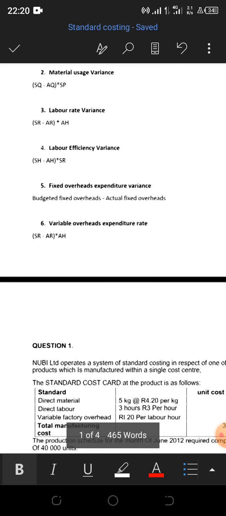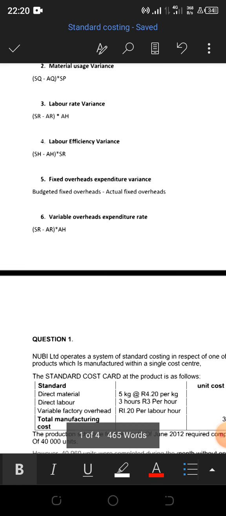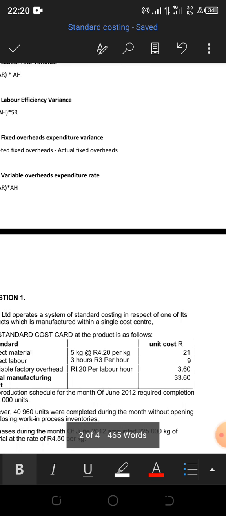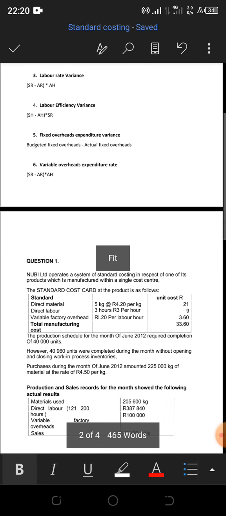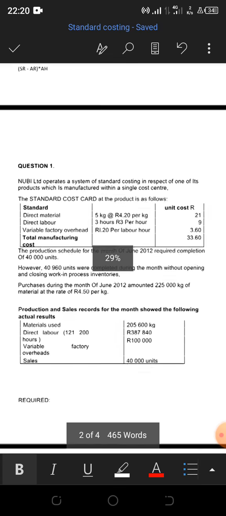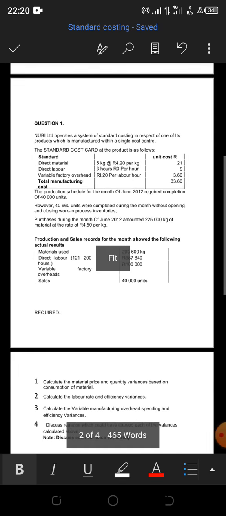All right, then the other formula is variable overhead expenditure, where we have to take the standard rate minus actual rate, then we multiply by actual hours. So that's the formula that you have to know in order to be able to answer a question like this. Okay, let's go to the question.